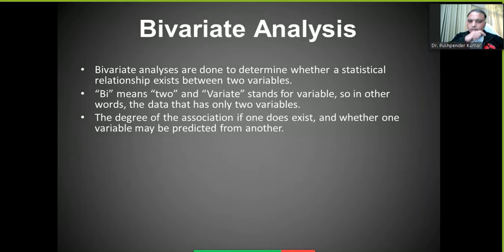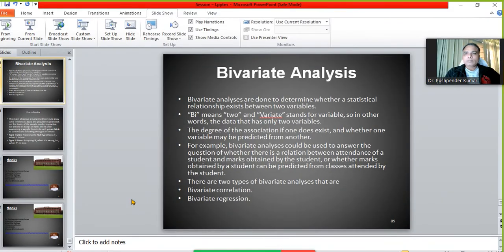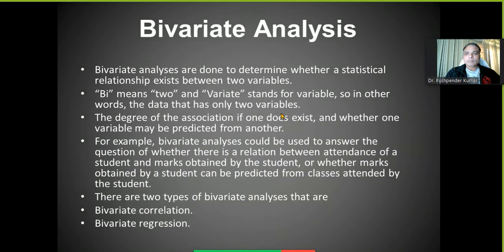So before we discuss further about bivariate, we have been talking about univariate, and now this is bivariate analysis. Bivariate analyses are done to determine whether a statistical relationship exists between two variables.